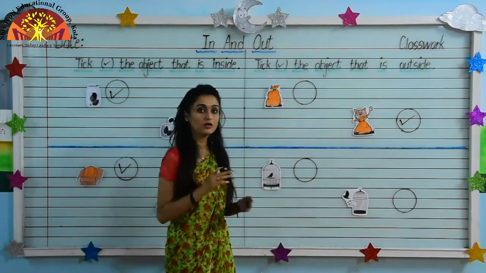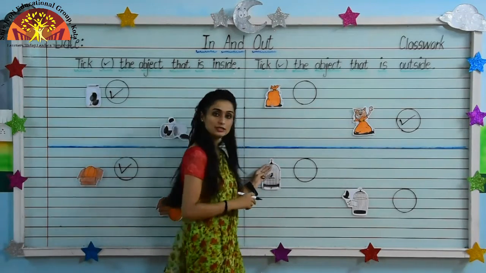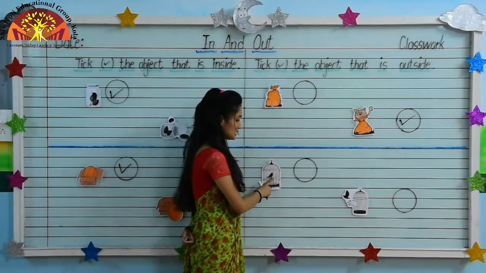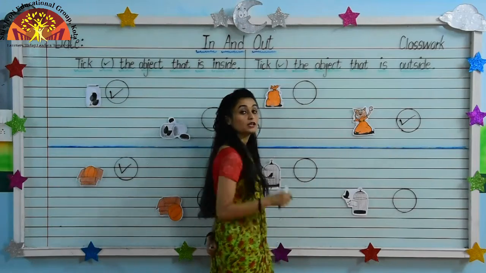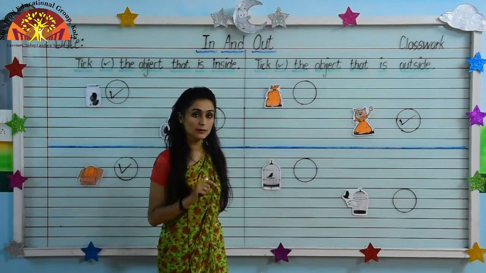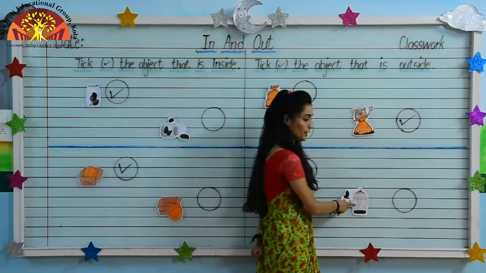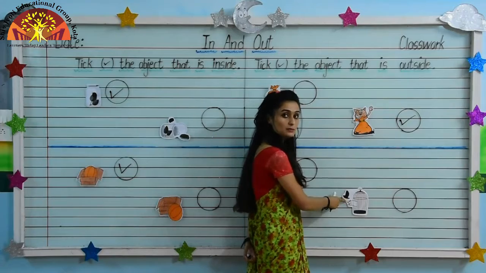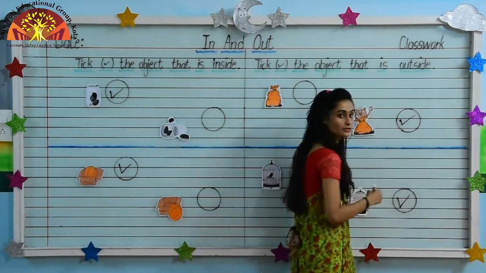Understood the meaning of out? जब कोई object बाहर होता है, okay. Come to the second one kids. In this one the bird is inside, okay, and in this one the bird is outside. So tell me on which one should I put a tick? Yes, on this one because the bird is out, okay, out in this picture. So we will put a tick like this, okay.